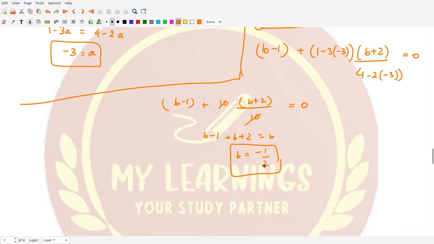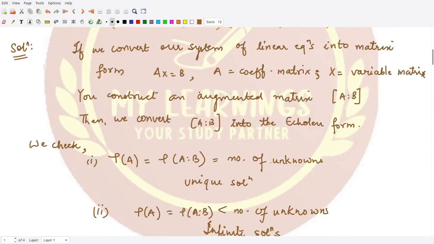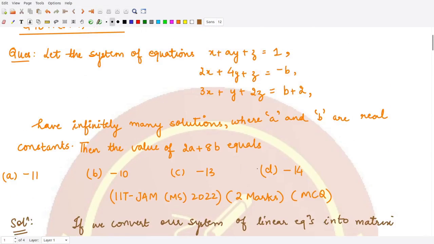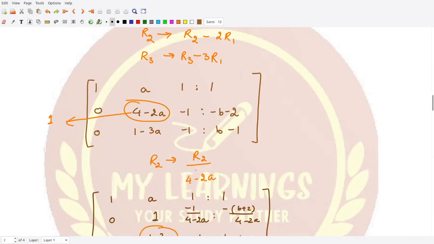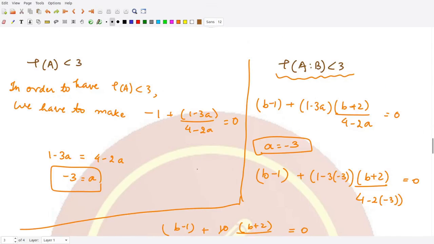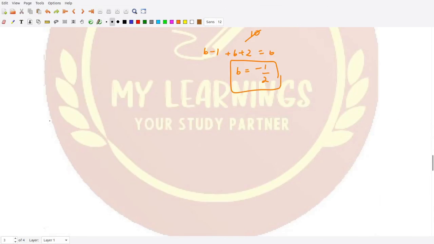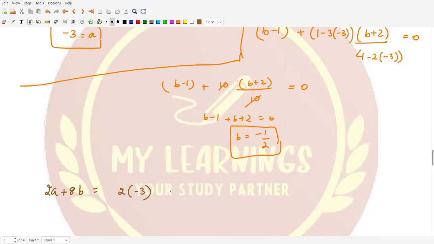So therefore what do we want here in the question? They were asking what is the value of 2A plus 8B. So let's calculate this now. We can very easily calculate this value. The value of 2A plus 8B, the value of A we have calculated to be -3, right, and the value of B we have calculated to be -1 by 2, so that it is -6, and it is -4, so that the answer is -10, right?